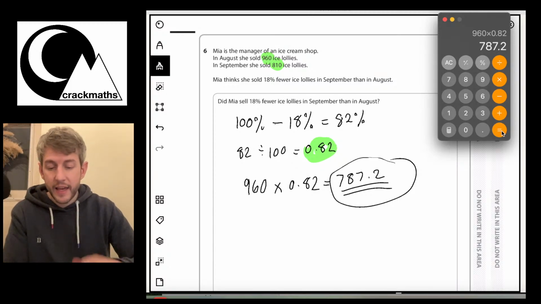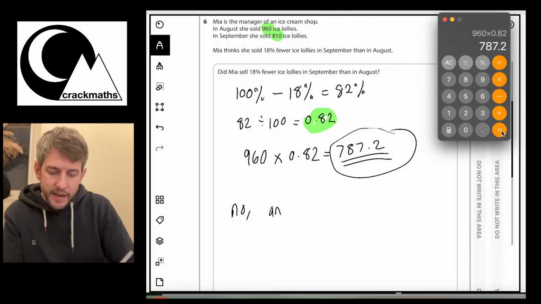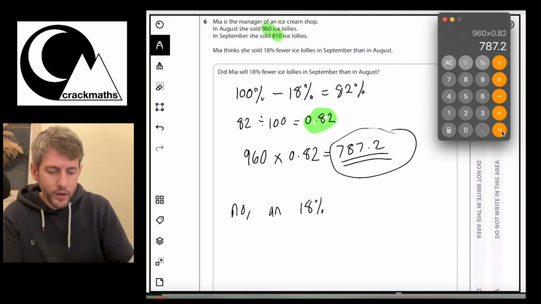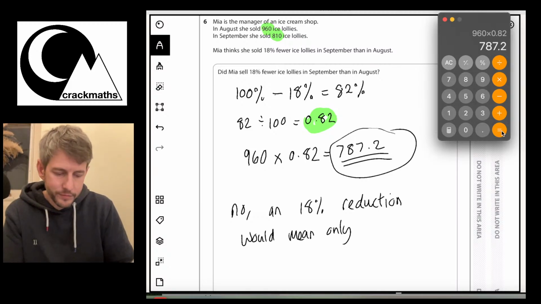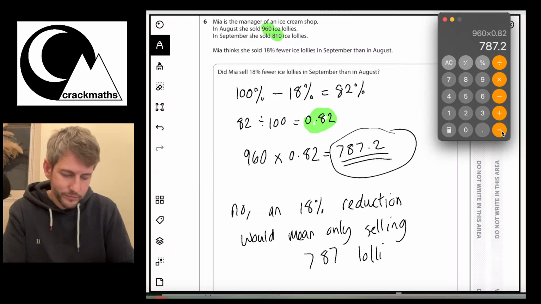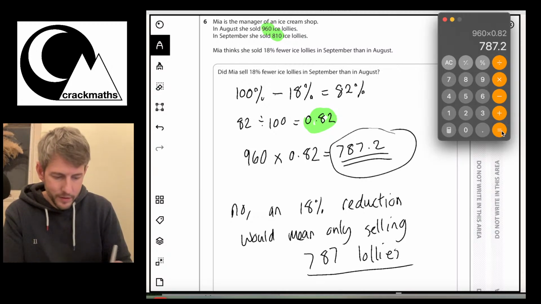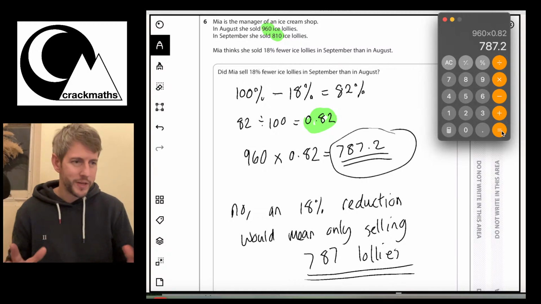And we can just say here, no, an 18% reduction would mean only selling 787 lollies. Okay, great. Right, let's move on to the next question.